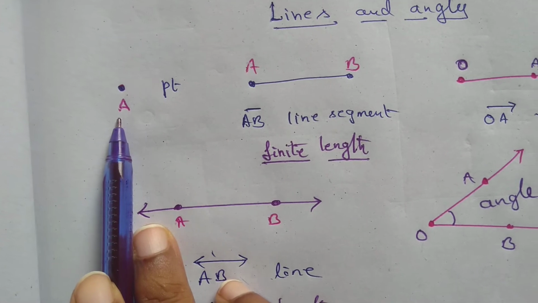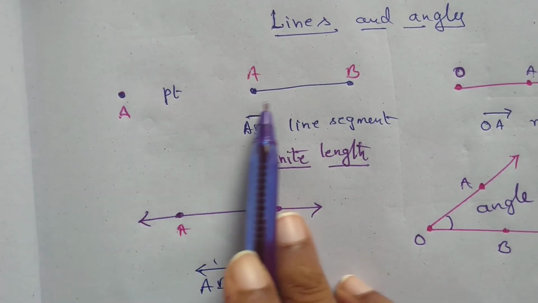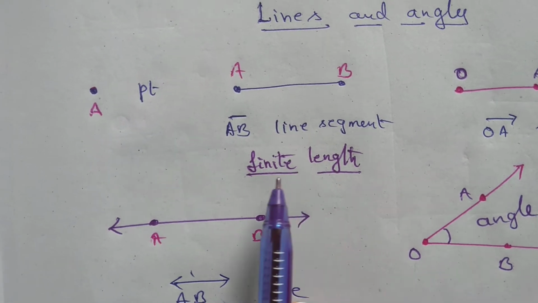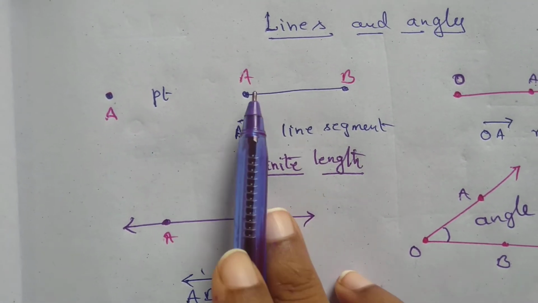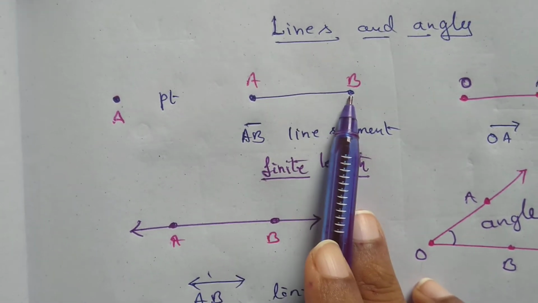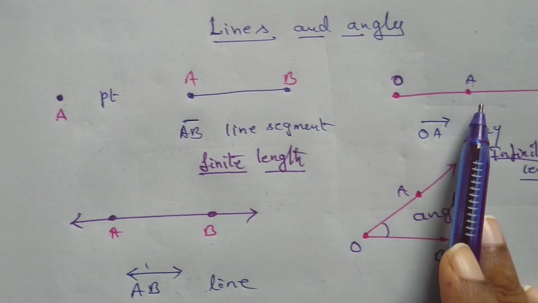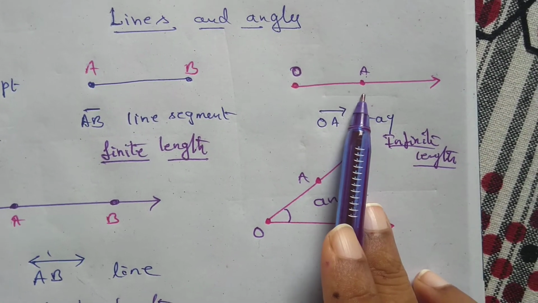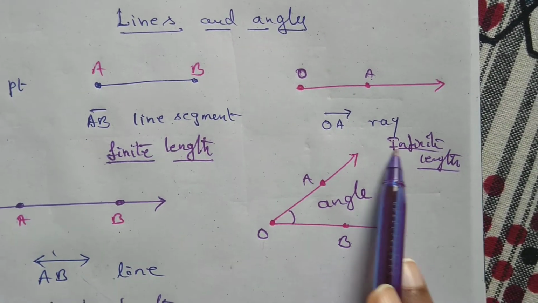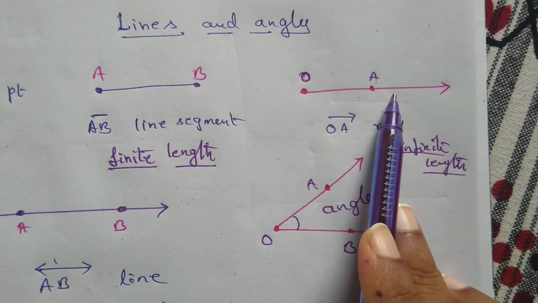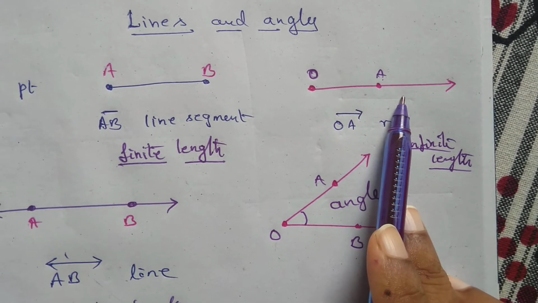This is a point. This is a line segment. A line segment has finite length, where we can measure the length of it. That is the least distance between the 2 points. It's a ray. It has only an initial point but no end point, and infinite length, because this line extends to infinity, so therefore we cannot measure the length of a ray.